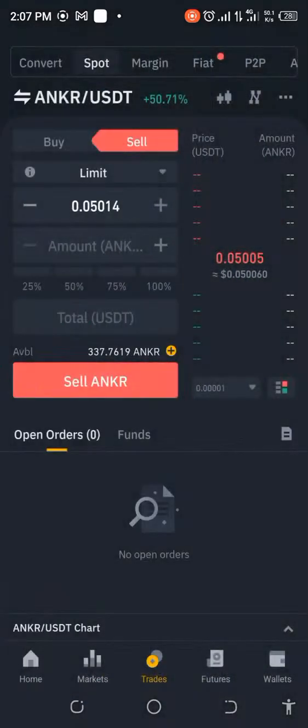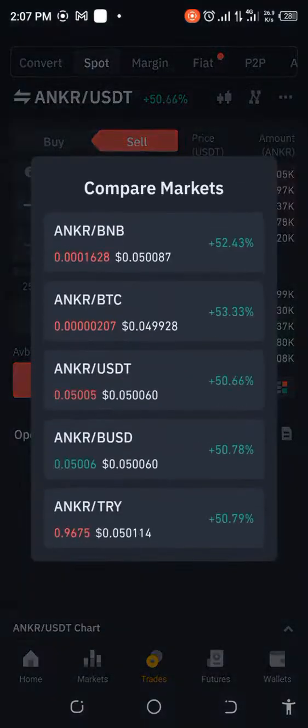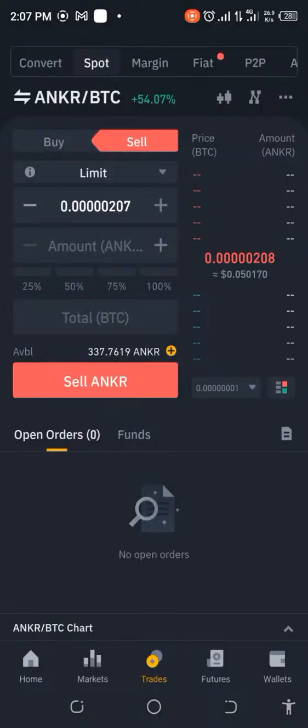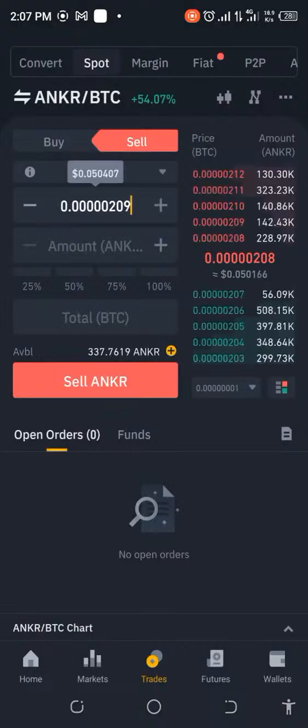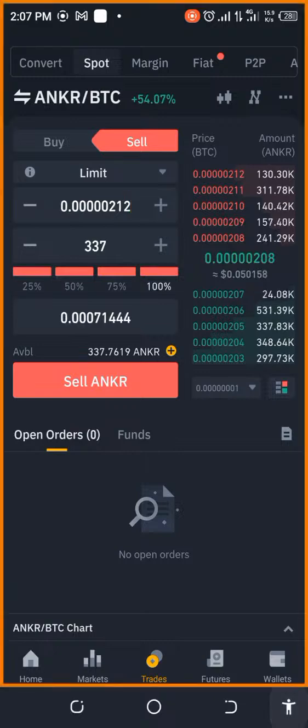Let's go back and put it. Let me do the compare markets. Okay, it's going to go back up. Let's put it at 12. Let's do 12. Let's put everything there. Let's put all of that. What would it be at this point?